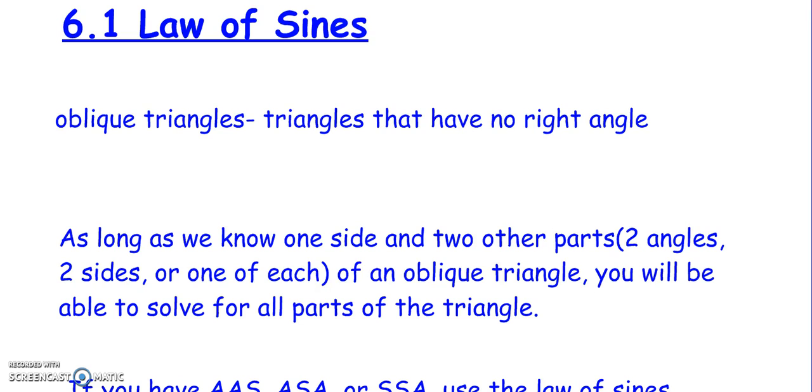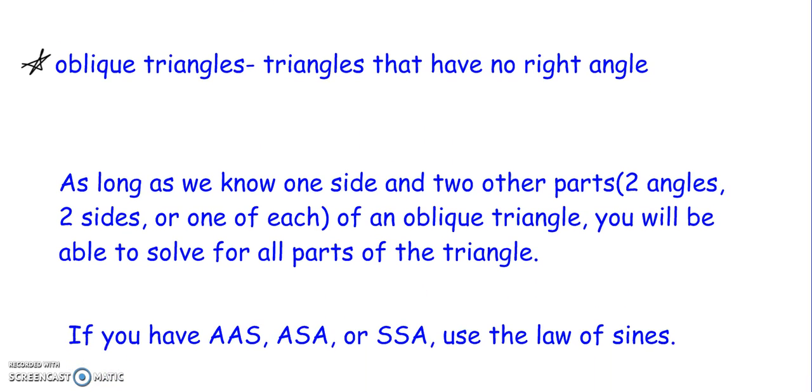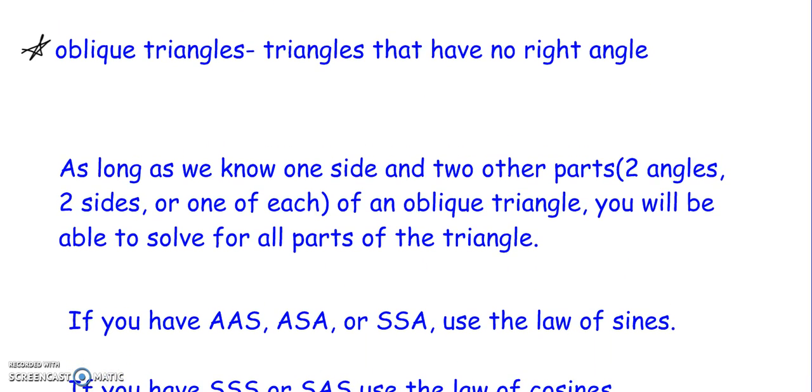The law of sines and the law of cosines apply to oblique triangles. If you've never heard that term before, it's just triangles that don't have a right angle in them. That includes acute triangles, obtuse triangles, scalene oblique triangles, and isosceles. Even an equilateral triangle is oblique because it doesn't have a right angle in it.